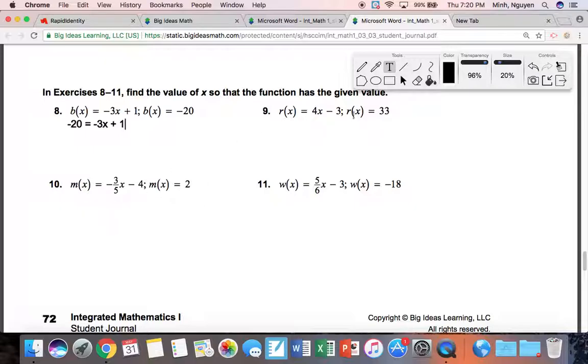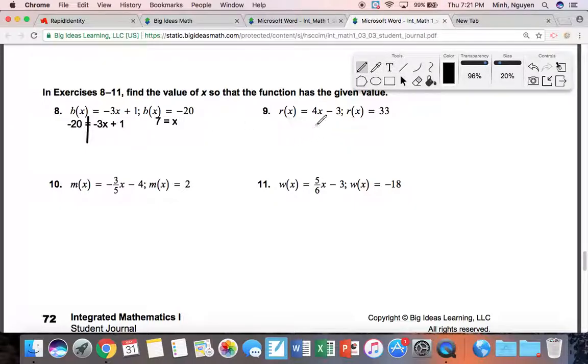In this particular problem, don't forget to separate that so you can see the left side and right side. You would subtract 1 on both sides to get negative 21 equals negative 3x. You would divide both sides by negative 3, and you get 7 equals x. So again, I'll put the answer there for you, but you should work it out. 7 equals x.